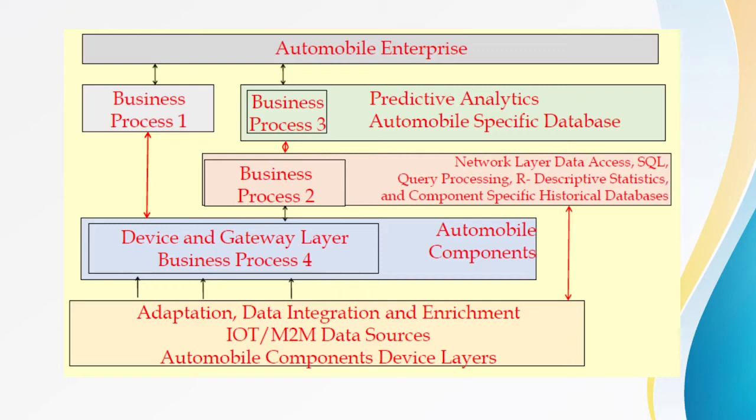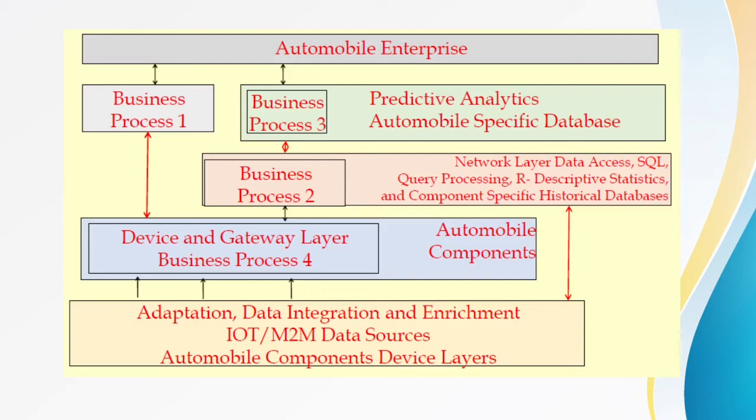While coming to EBP1, that is business process 1, it is going to interact with the device data, the adaptation that you are going to do here, and the data integration and data encryption layer for the specific automobile. Now EBP1, that is business process 1, is analytics with the non-historical data.